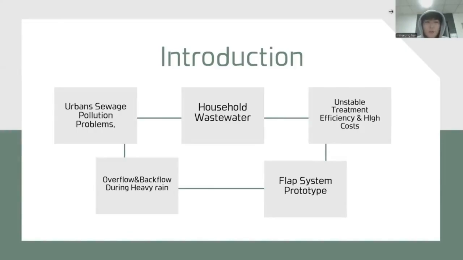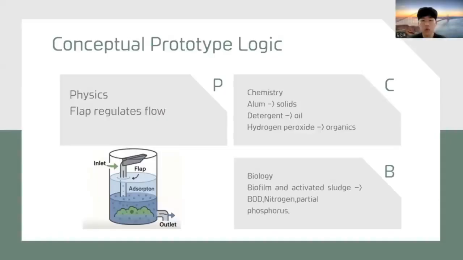To achieve this goal, we designed a flap system prototype. We designed the prototype using three scientific principles. The first is physics. A flap is installed at the sewer pipe inlet. It opens stably when the water pressure torque and spring torque are balanced. This prevents backflow during heavy rains and maintains a constant flow rate.